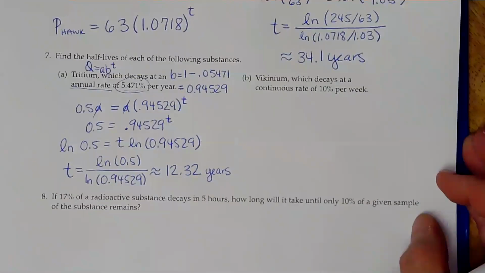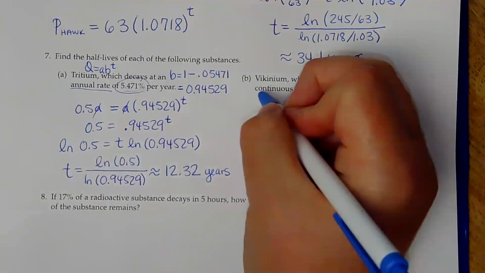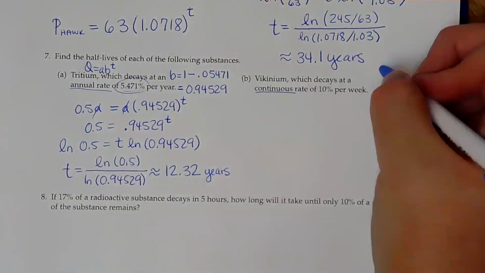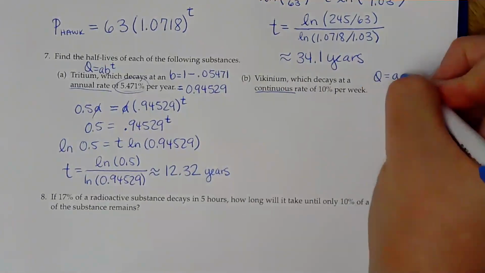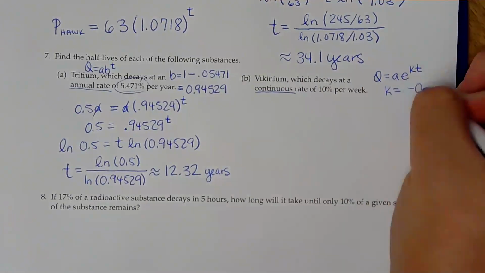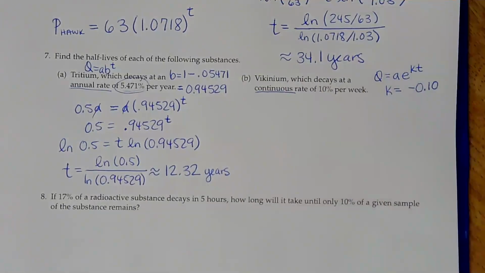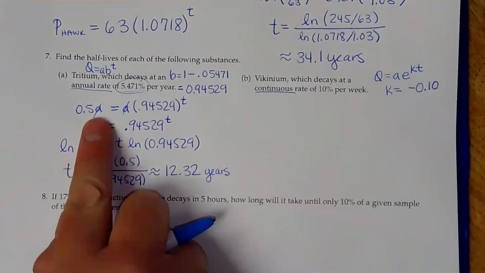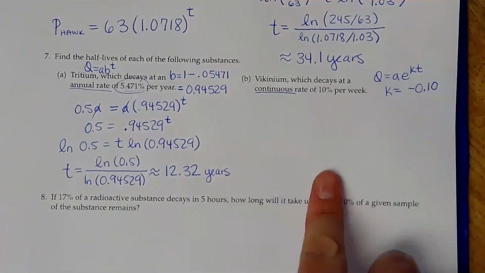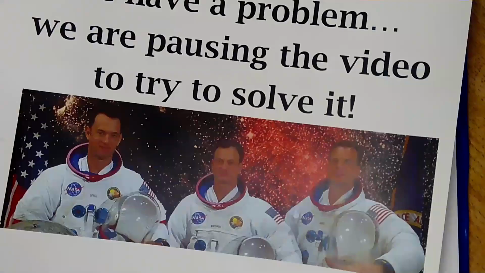All right, the next substance decays at a continuous rate of 10% per week. I'm going to have you work on this one, but I just want to call your attention to that word continuous. That means you're going to use Q equals AE to the KT, and K is negative 0.10. Okay, so you think that should give you everything you need. You're going to do the same idea, 0.5A equals A times E to the KT, and see if you can solve there for T. Okay. All right, so pause the video, give that a try, see how you do with that.